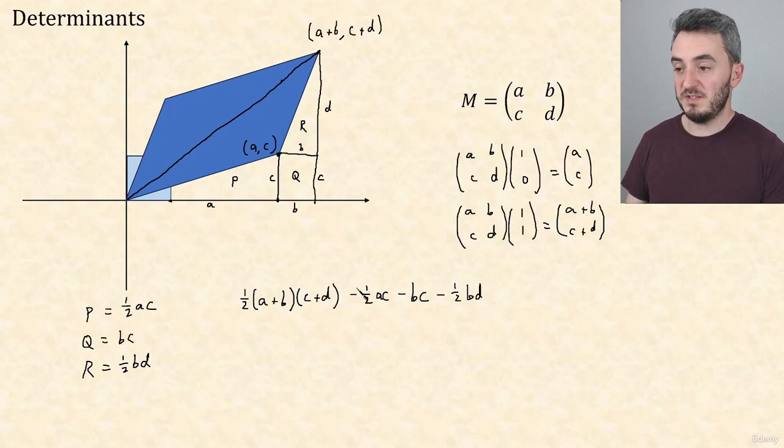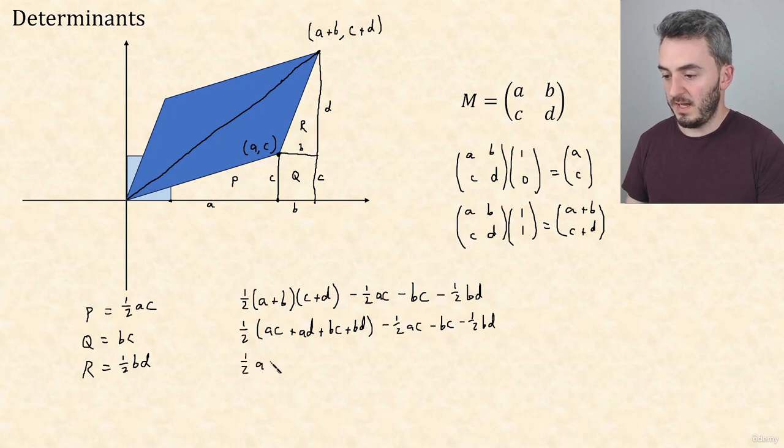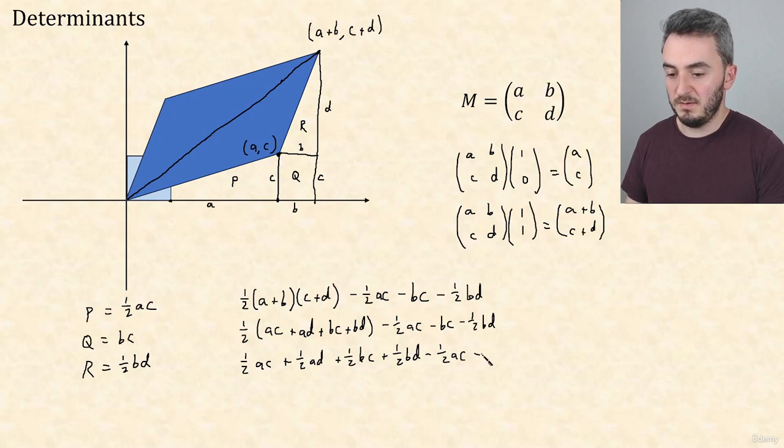Okay, let's expand all of this, and this should reveal to us the area of this blue triangle. So, expanding this bracket, I get AC plus AD plus BC plus BD. And I can't do anything here yet. Minus AC minus BC minus a half BD. So I have a half AC plus a half AD plus a half BC plus a half BD minus a half AC minus BC minus a half BD.